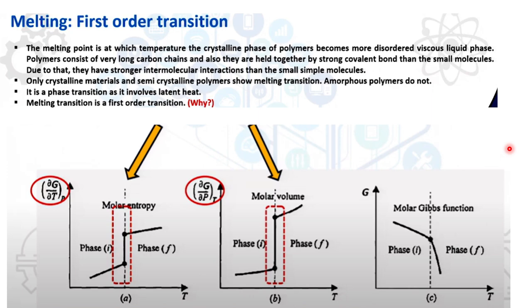Now the melting, that is basically a first order transition. Why is it a first order transition? Because the Gibbs energy actually changes during the melting. So the melting point is the temperature at which the crystalline phase of polymers becomes more disordered and forms a viscous liquid phase. Now polymers consist of very long carbon chains, and they are also held together by strong covalent bonds. Due to that, they have stronger intermolecular interaction than small simple molecules.